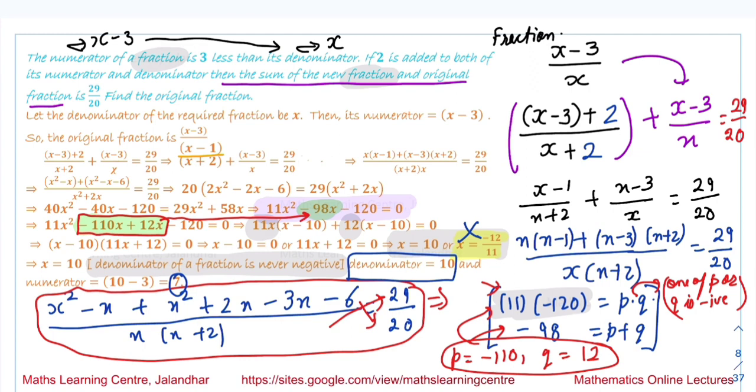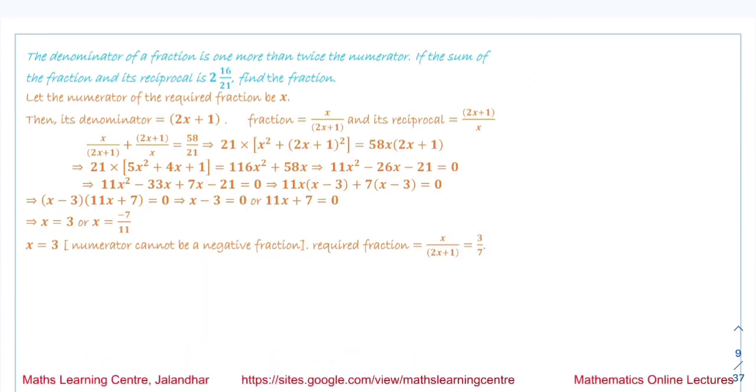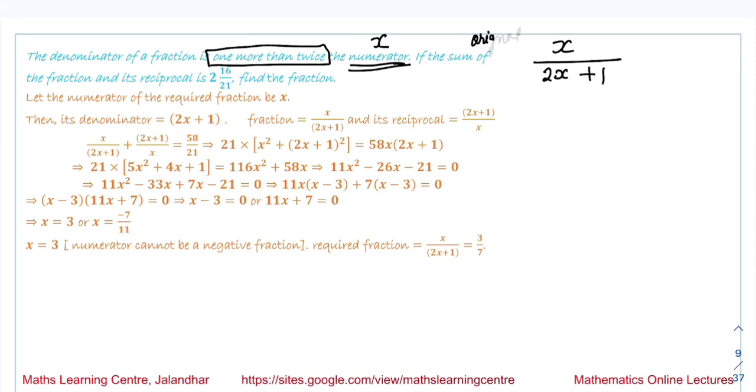Next is: the denominator of a fraction is 1 more than twice the numerator. So we say the numerator of the fraction is x. The denominator of the fraction is 1 more than twice; twice means 2x, 1 more than means plus 1. So this is our original fraction. If x is the numerator, then the denominator will be 2x plus 1.